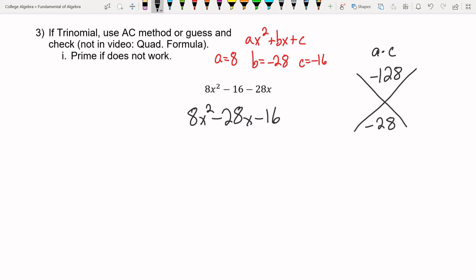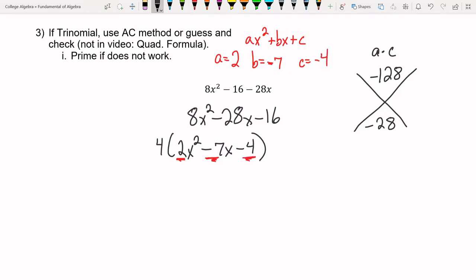I can take out a 4 from all of these terms. Give me 4x squared minus 7x minus 4. Oops, I did that wrong. It's 2x squared in the front. 2 times 4 is 8. And now you can see that a, b, and c change to smaller numbers. A is going to be 2 because of this number in front of the x squared term. B is negative 7. That goes right there. And c is negative 4, which is the last term by itself.